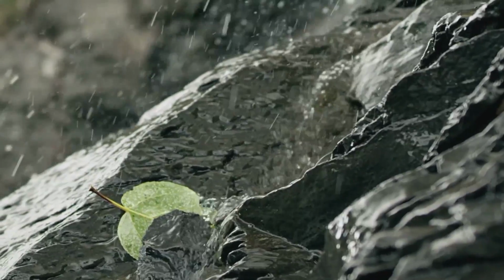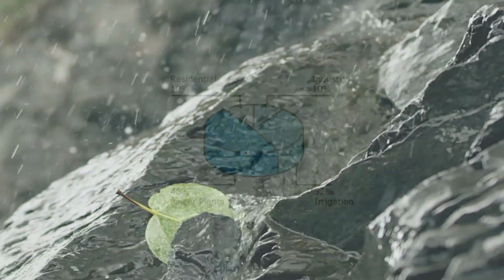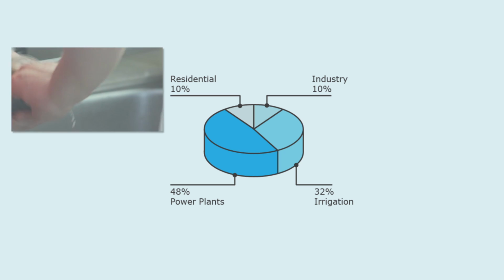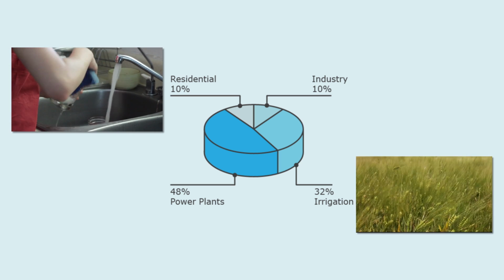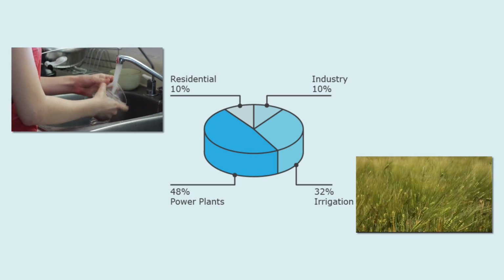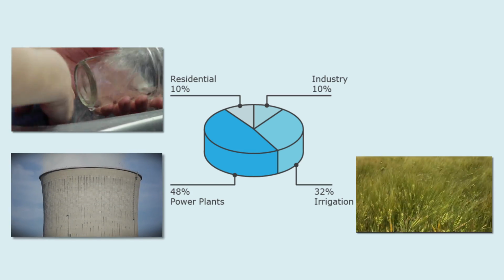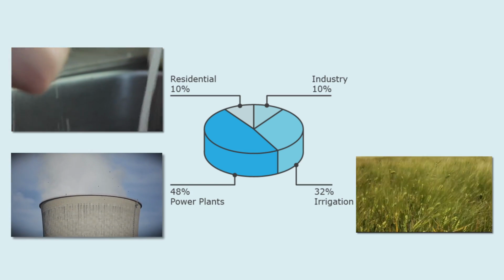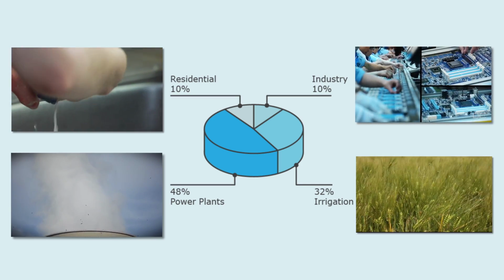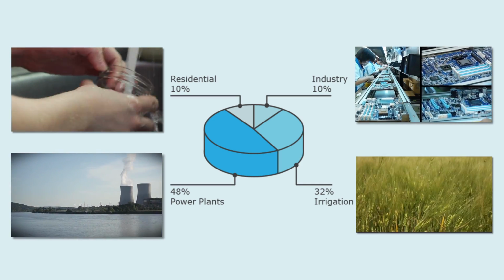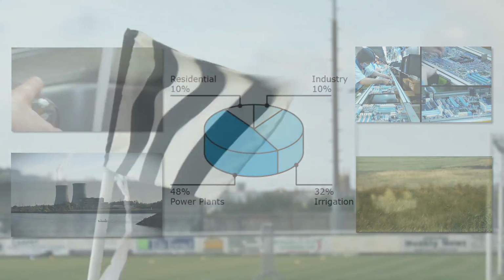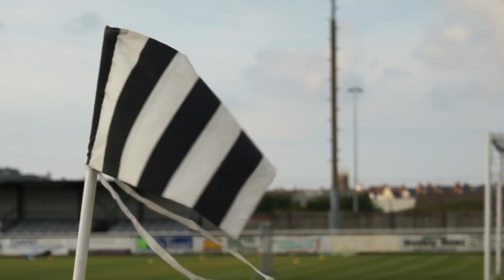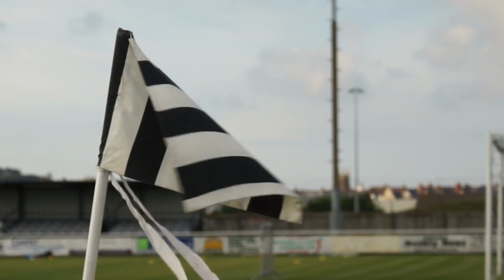Simple, right? Well, water is primarily divided into 4 categories. Residential use accounts for only 10% of water use. Irrigation for farms and crops accounts for 32%, while cooling power plants that provide electricity uses 48%. The final 10% is used by industry, like mining or chemical production or electronics manufacturing. So, that's the story of water, right? We're all done. Not so fast. That was only the first half of the story.